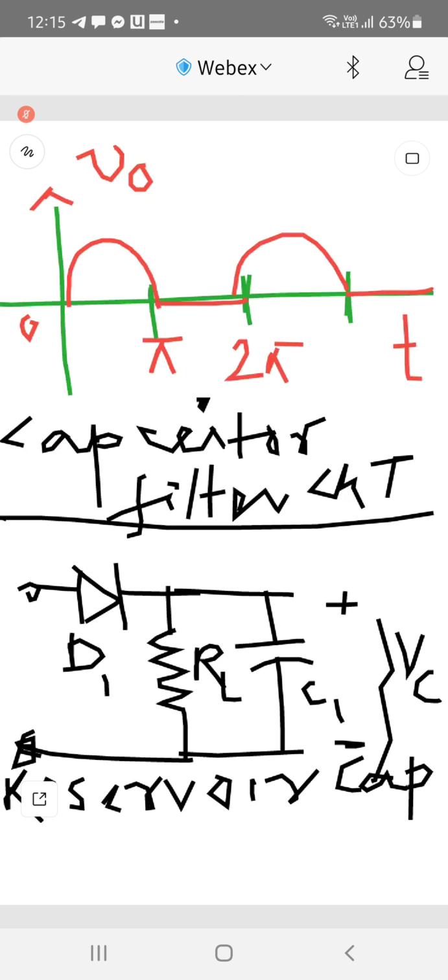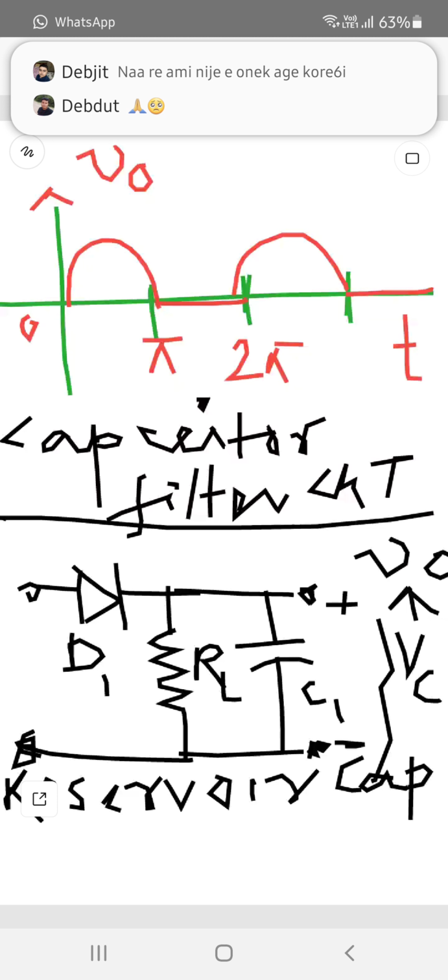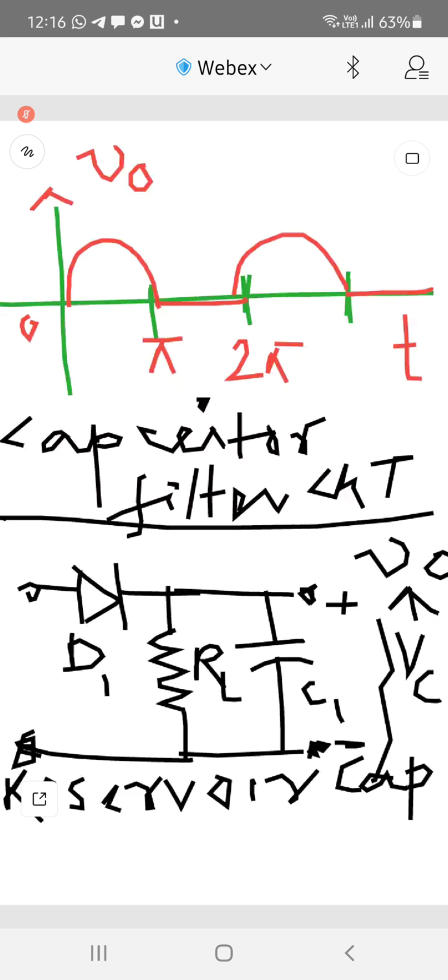So I think the circuit is very simple. You just have a load resistor RL and a capacitor C1 attached in parallel with the load resistor RL. The output voltage, you are going to measure across this capacitor. So this VC would be the V0 in this particular situation. Previously, when you did not have the capacitor, you were measuring the output voltage across the terminals of RL.